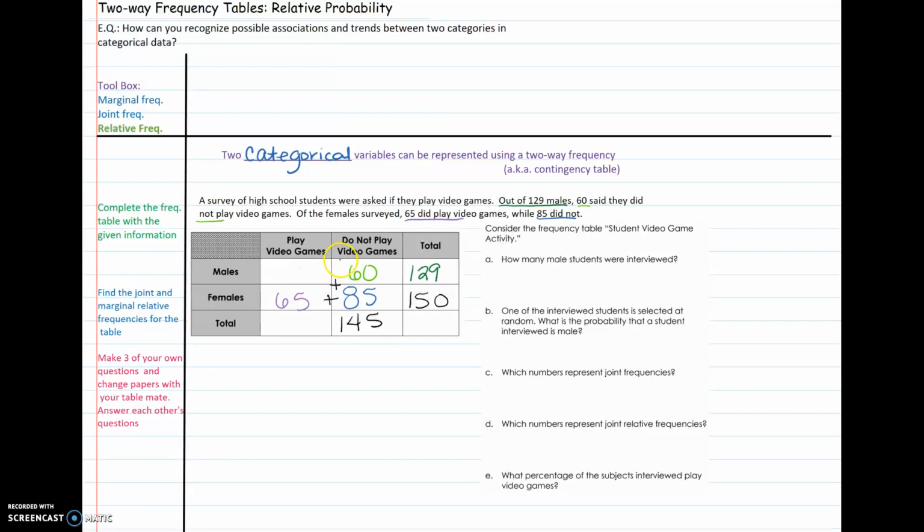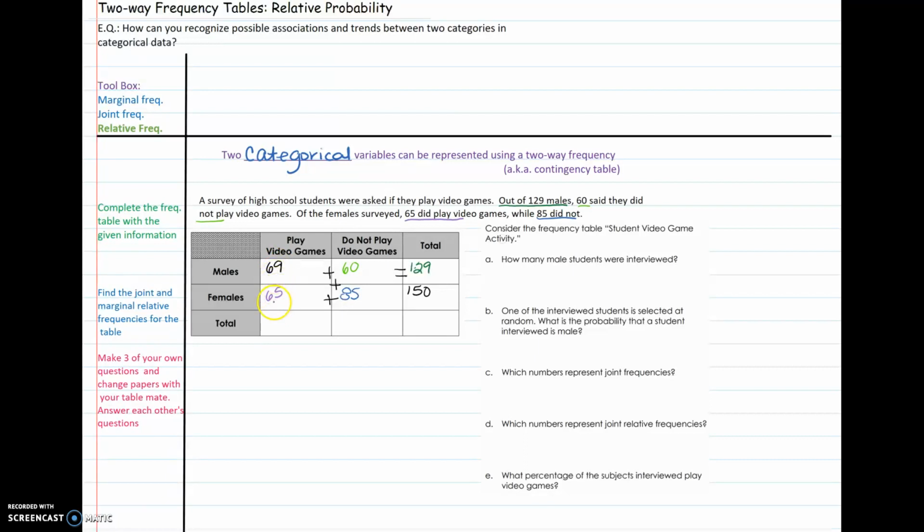Now, I need to find how many males do play video games, since those that do and those that do not give me 129. So I'm going to work backwards. 129 minus 60 gives me 69. And I forgot I needed to write these numbers a little bit smaller. So I'm going to pause this video and do that, and you're going to understand why in a minute. Alrighty, I'm pretty sure I'm where I left off. I just had to write things a little bit smaller, and again, you're going to understand why, because we're going to find the relative frequencies and we'll get there in a second. But let's continue finding our totals.